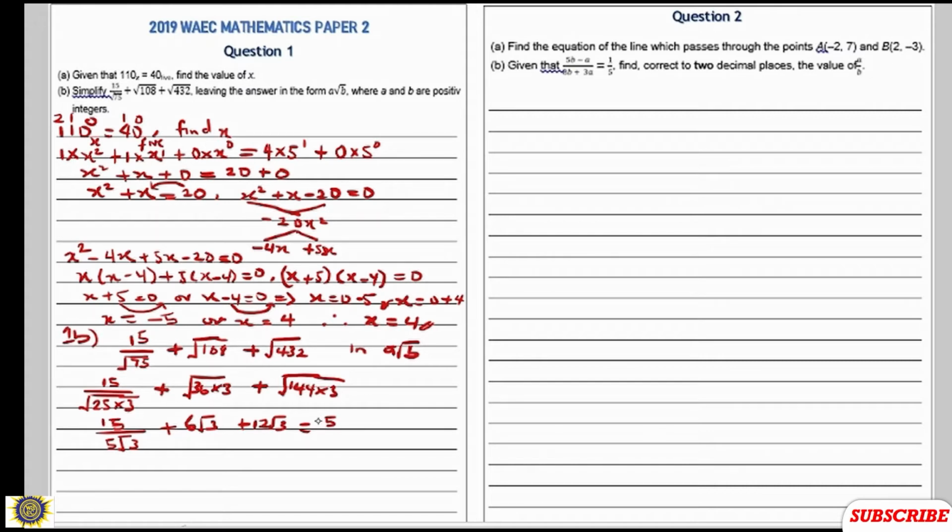You have 15 over 5 root 3 multiplied by 5 root 3 all over 5 root 3. That's what we call rationalizing by the denominator. You multiply both numerator and denominator by the denominator. So 15 over 5 root 3 multiplied by 5 root 3 over 5 root 3, plus 6 root 3, plus 12 root 3.